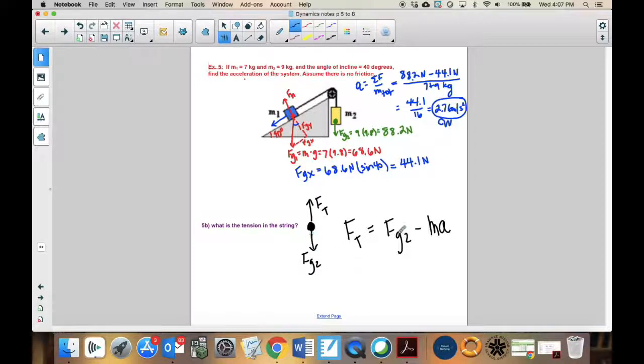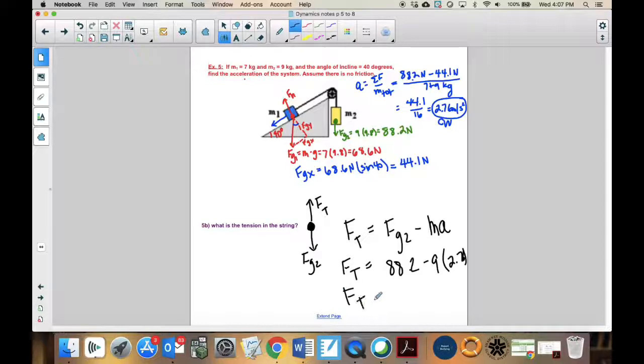And if it's going down, we want to go ahead and subtract those because it's relieving that tension. If it were accelerating upward, that tension would be much tighter because it'd be pulling up on it, and so we would add those two together. In this case, it is going downward, and so we're going to subtract them like this. So our force of tension, mass times gravity for number 2, which is 88.2, and mass times acceleration, which is 9 times 2.76.